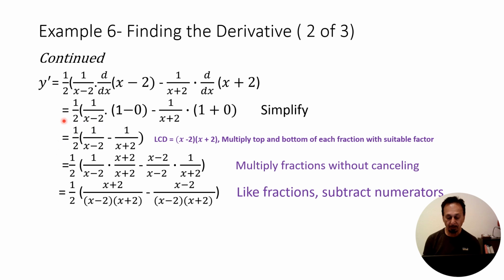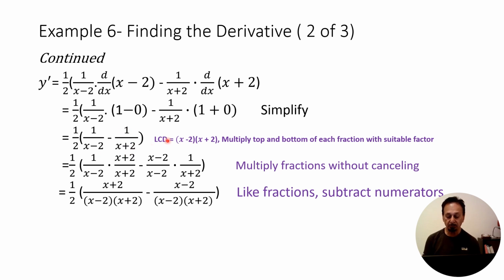So we can just copy 1/2, parenthesis 1 over x minus 2, the derivative of x is 1, derivative of 2 is 0. Minus 1 over x plus 2, we copy here, and then derivative of x is 1, derivative of 2 is 0. Now we simplify, so you have 1/2, parenthesis 1 minus 0 is 1, so 1 times 1 is 1 over x minus 2. Similarly, 1 plus 0 is 1, 1 times 1 is 1 over x plus 2. So we have 1/2, parenthesis 1 over x minus 2 minus 1 over x plus 2.